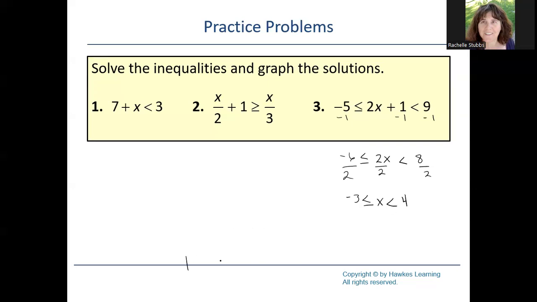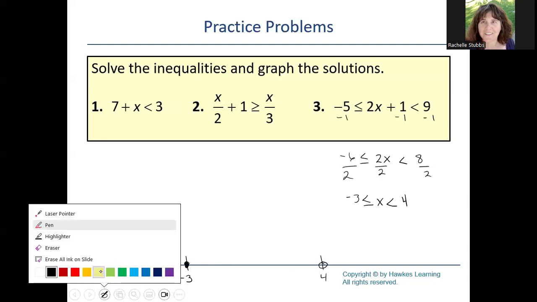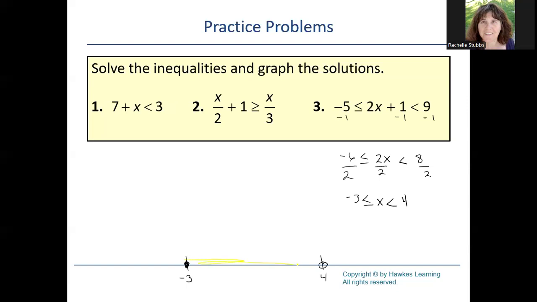Draw my number line. This will be the negative 3. This will be the 4. It is solid here. It is open at the 4. And I just shade in between. I give it a nice healthy yellow. It's all the stuff in between there, including the negative 3, but not the 4.